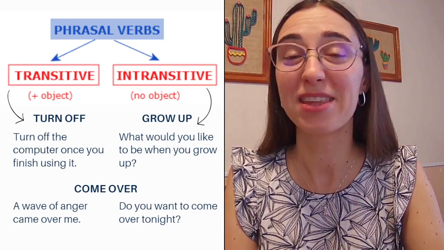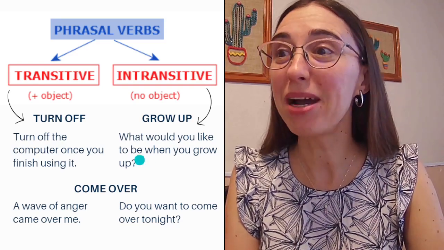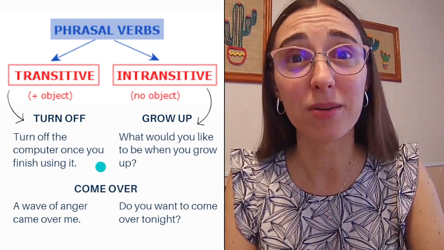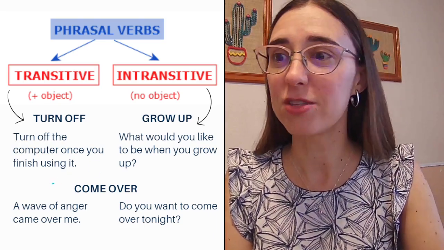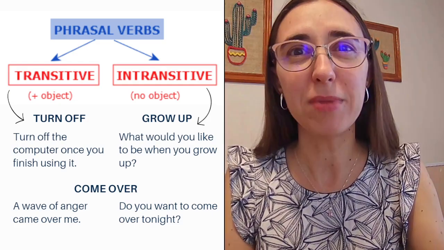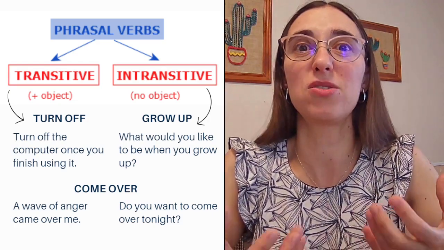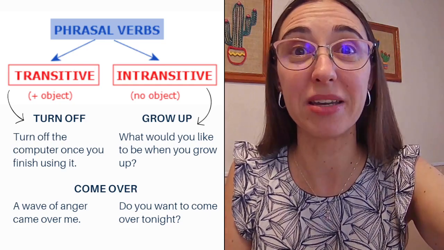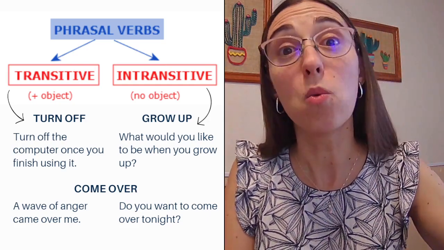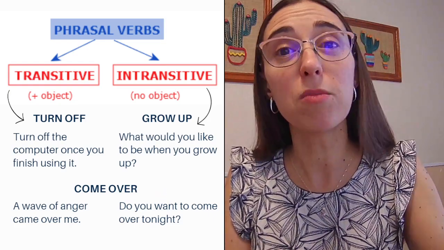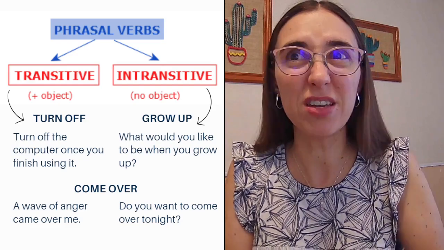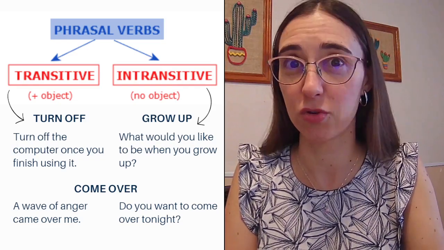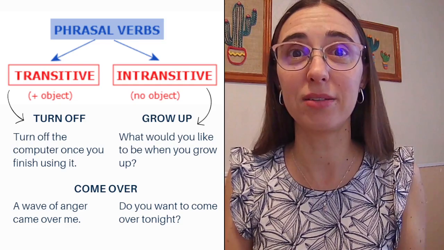Okay, but there's always a but. There are some phrasal verbs that might be either transitive or intransitive depending on the meaning. For instance, come over. In this example, the one on the left that says a wave of anger came over me, the meaning is that you started experiencing a feeling. So this is transitive because it's to come over somebody. Yeah, a feeling comes over somebody. Whereas in this other example, do you want to come over tonight? The meaning of come over is to visit somebody's house, to go to somebody's house. And in this case, it needs no object. So it is intransitive. So this is the first way of classifying phrasal verbs.